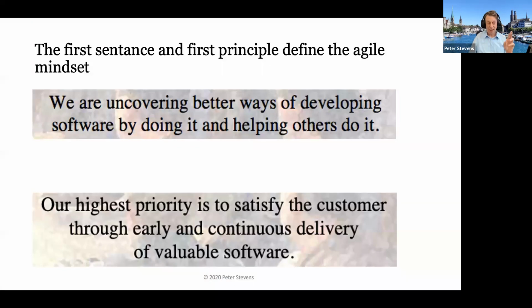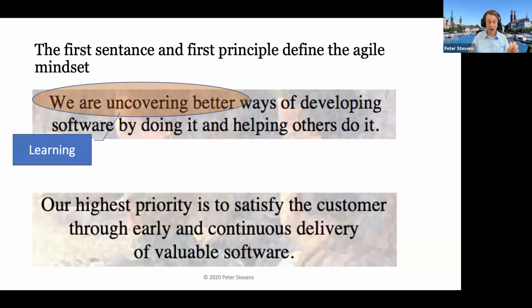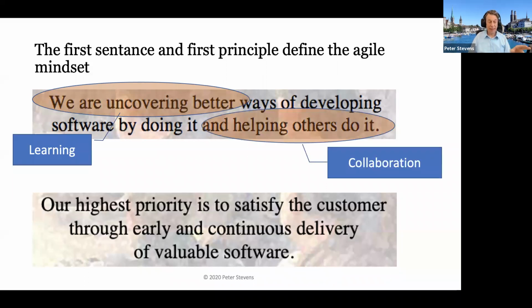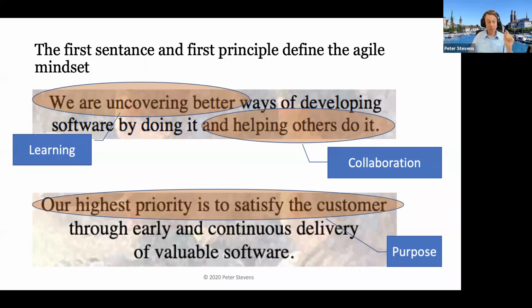Let's zoom in on the first two sentences. We are uncovering better ways of developing software by doing it and helping others to do it. Our highest priority is to satisfy the customer through early and continuous delivery of valuable software. So what do these mean? Well, let's ignore the software part for a second and focus on the main verbs and the subjects. We are uncovering better ways. This is about learning. We're doing it and we're helping others to do it. This is about collaboration. And finally, our highest priority is to satisfy the customer. So this is about purpose. So for me, agility at its heart is about learning, it's about collaboration, it's about purpose.